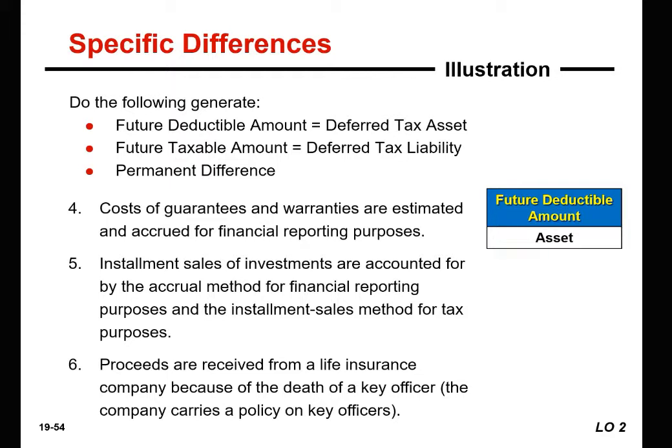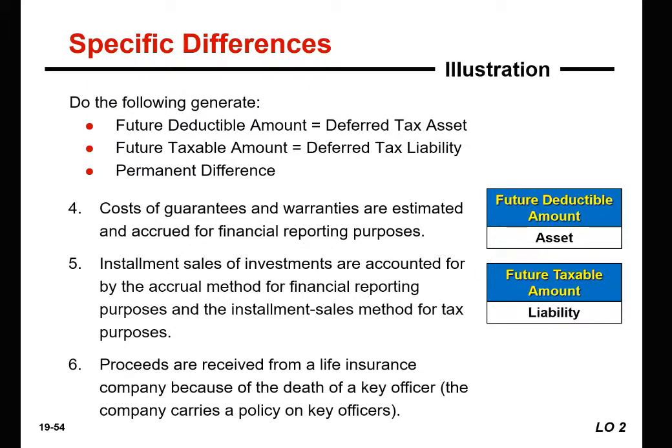Installment sales of investments are accounted for by the accrual method for financial reporting purposes, and then the installment sales method for tax purposes. What is that going to result in? And then proceeds that are received from a life insurance company because of the death of a key officer on a policy in which the company carries it on that person.